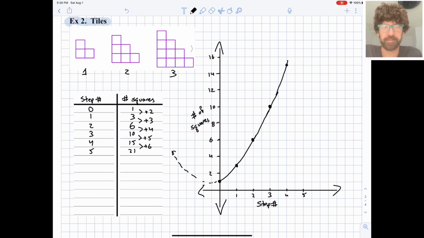So once again, I'll leave it to you to try to come up with an equation and see if you can predict how many tiles there might be for, say, step 100 using an equation. That's a good place to stop right there.